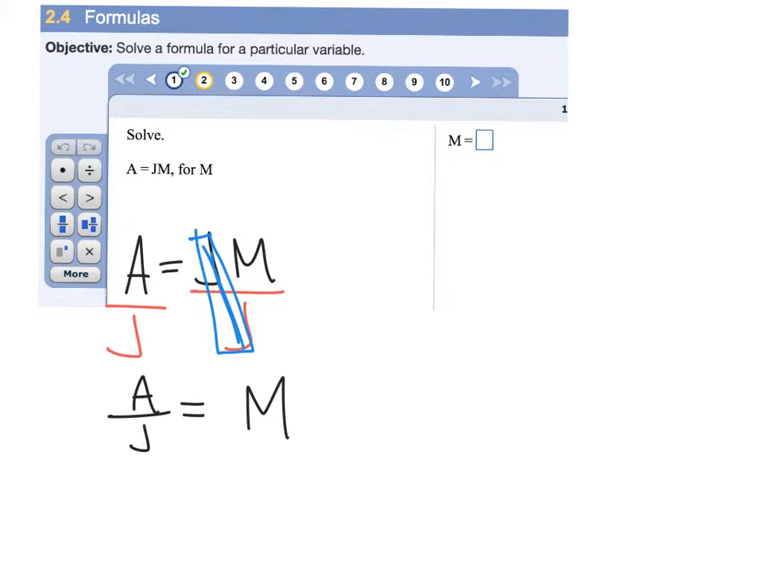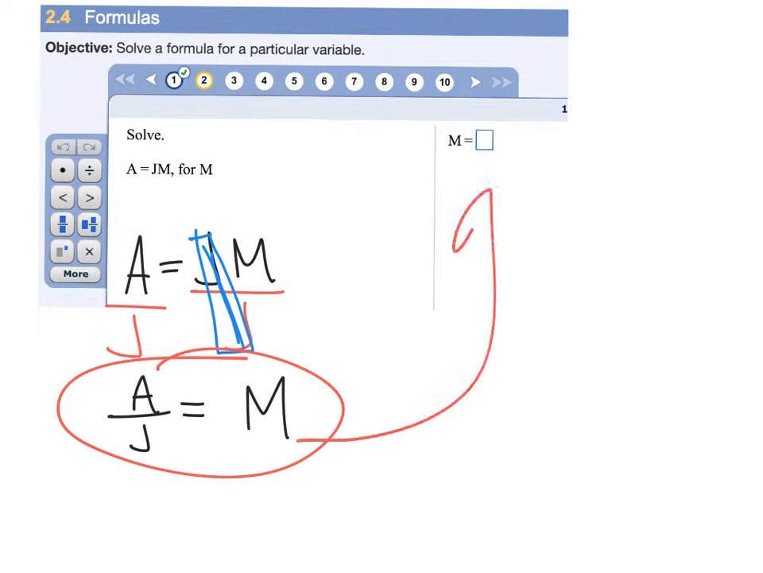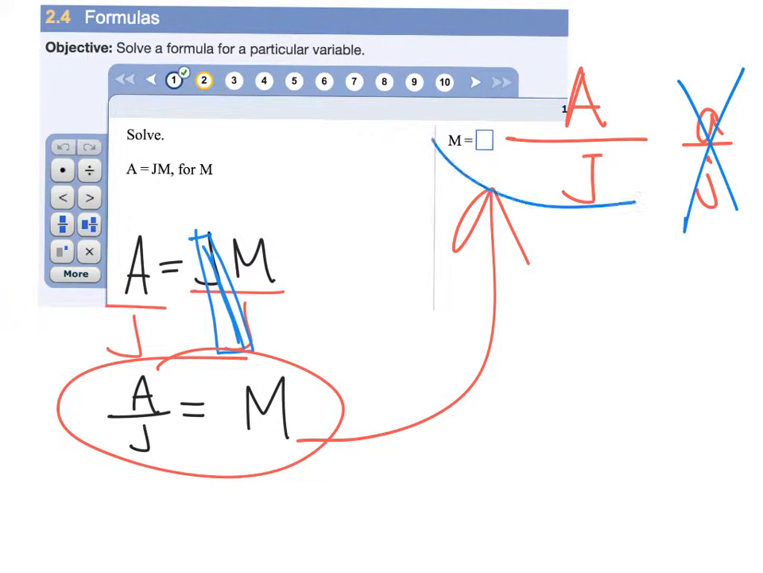Now, when you type this answer into your answer, you have to use capitals. So it has to be A over J, capitals, right? When you type it in. If you do a over j in lowercase like that, it will mark it wrong. So it's case sensitive.